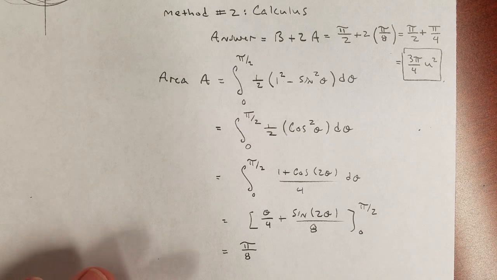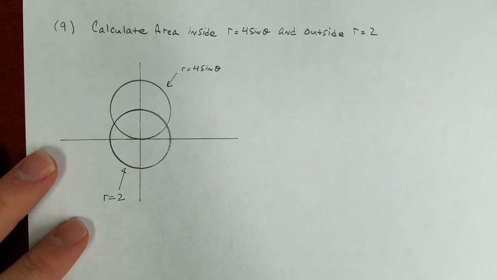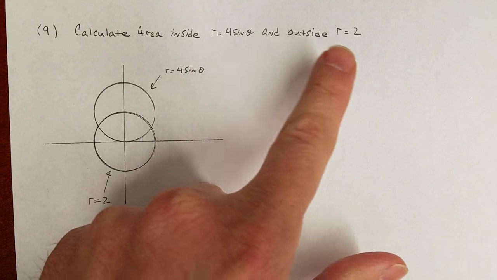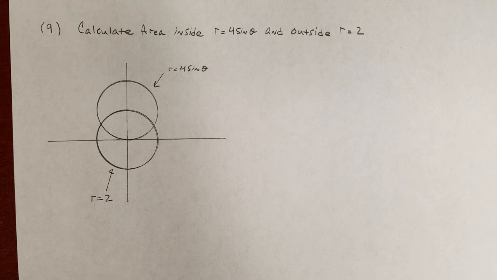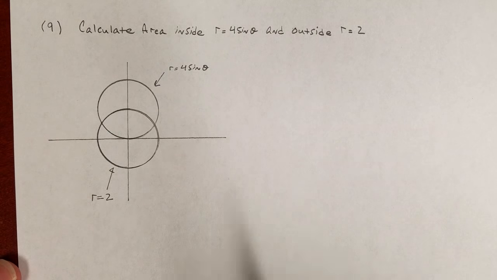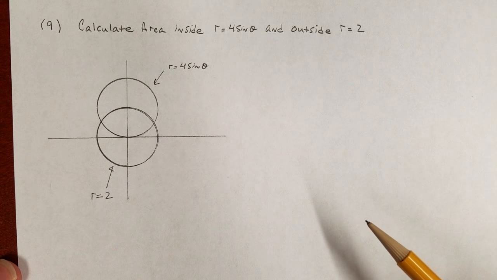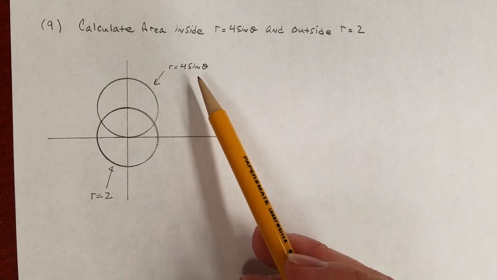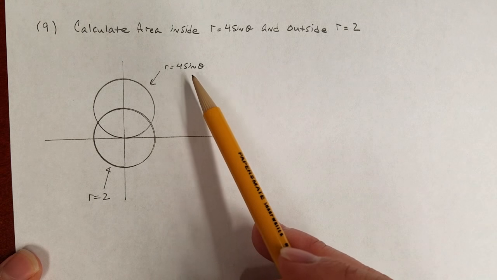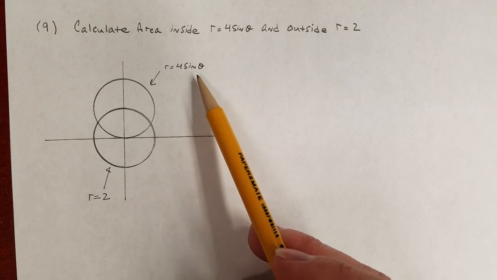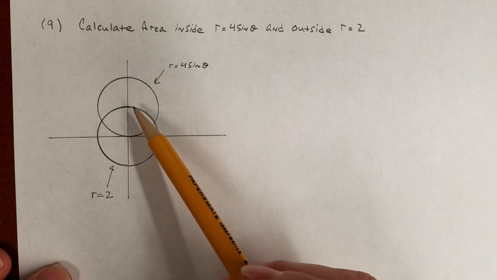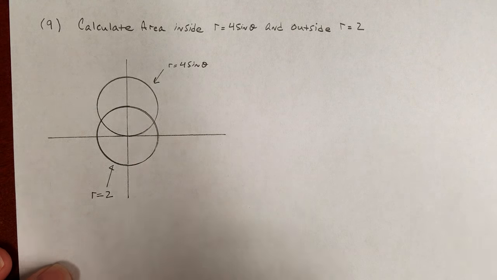Alright, so let's try a few more from the lesson. So 9 here. Calculate the area inside r is 4 sine theta and outside r is 2. Well, so there you have it. That's what they look like together. They're actually both circles of the same size. This one has a radius of 2. And let's say that we kind of take for granted that r is sine theta, r is 2 sine theta, r is 4 sine theta. They are going to be circles with centers on the y-axis somewhere.